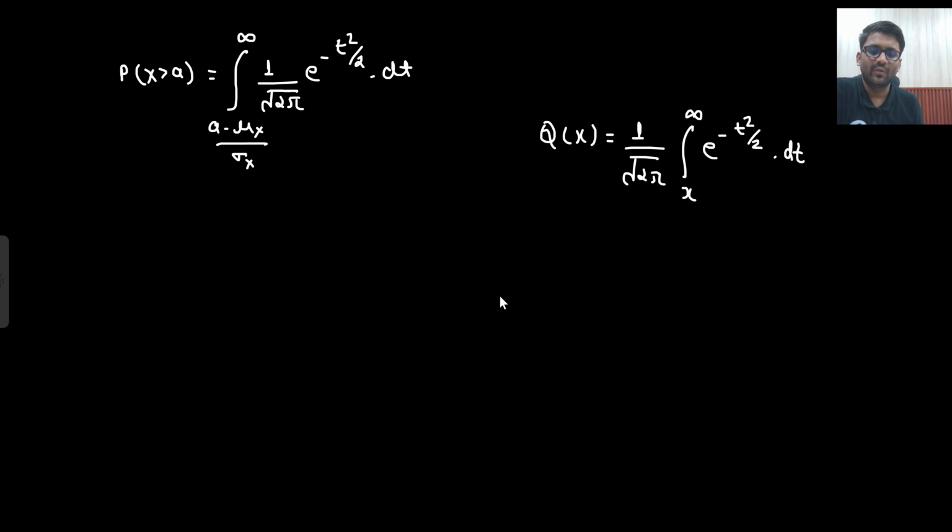So what do you think? What will be your Q of (a minus mu x) divided by sigma x? What do you think? What will be the answer of this one? In place of x, what you need to put? A minus mu x divided by sigma x.